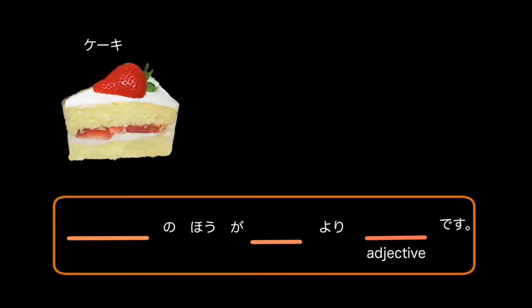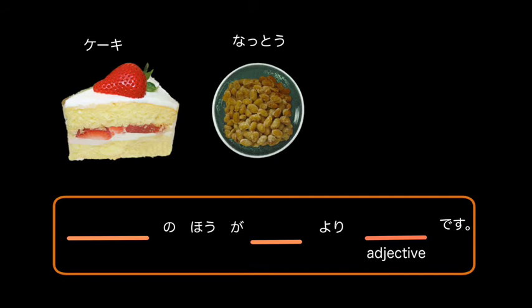Another example would be if we were comparing foods, and this is more of an opinion situation, I'm sure. We're going to talk about keiki, and you guessed it, we're going to use the adjective oishii, as in delicious. The other object that we're going to compare with is the Japanese traditional natto. Natto is an interesting flavour. For a lot of people, it's pretty hard to take, and it's certainly, in my opinion, not nearly as delicious as a cake, particularly this strawberry cream cake.